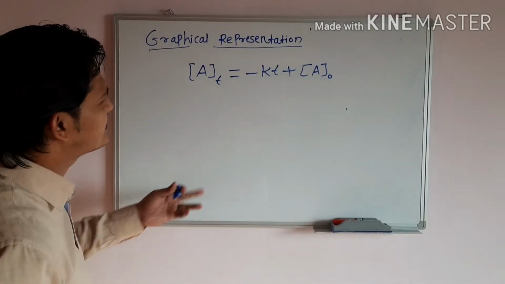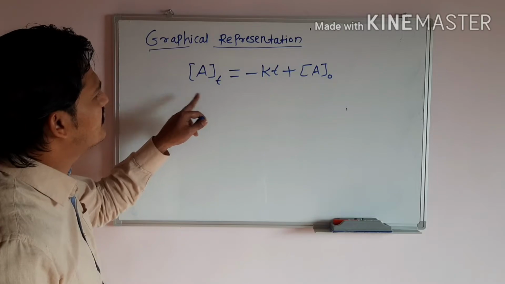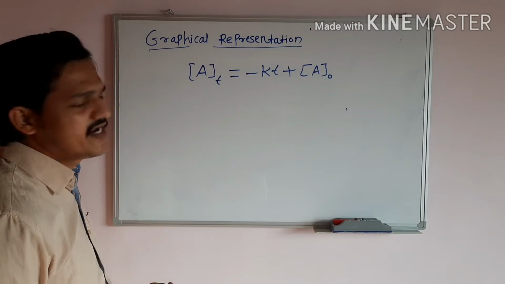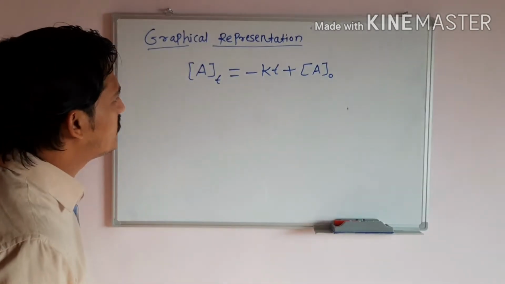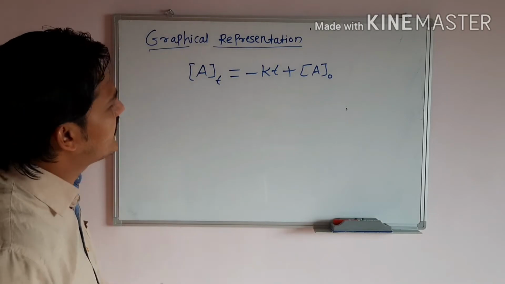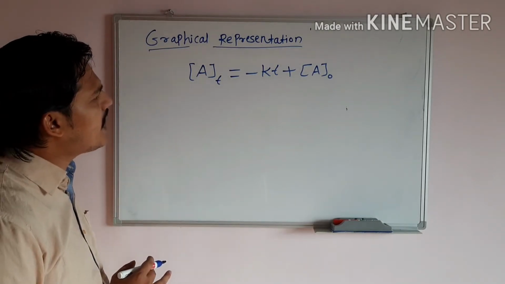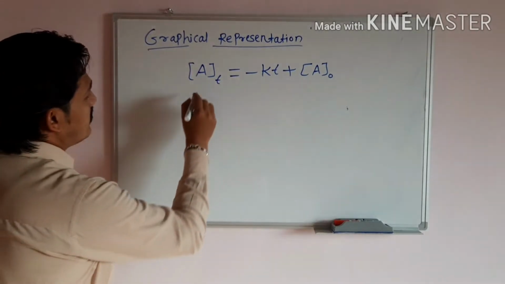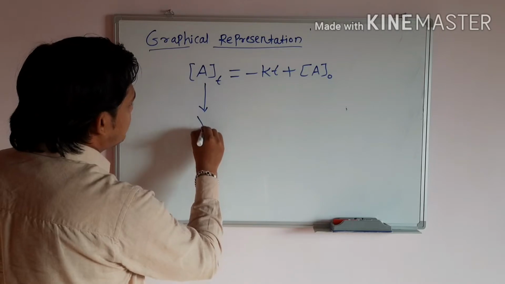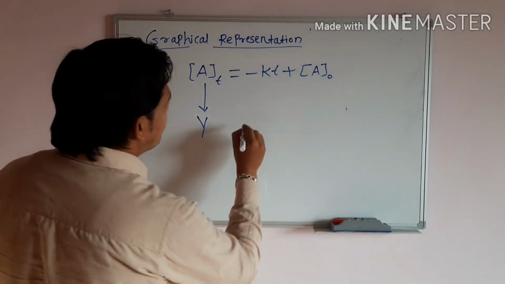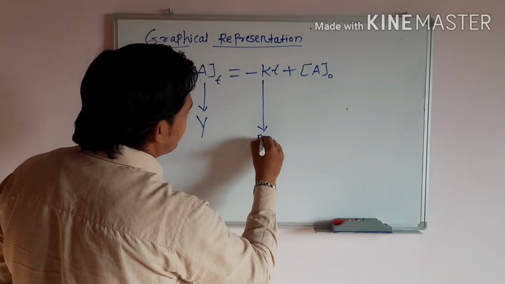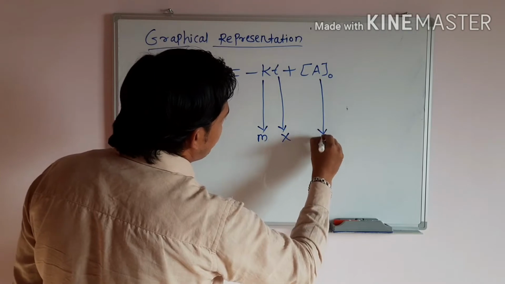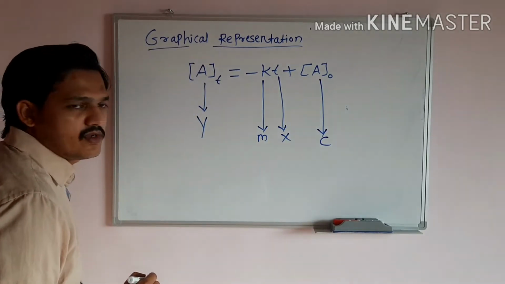After this we derived the final step: Kt is equal to A0 minus At. Therefore K is equal to A0 minus At divided by t. Now this equation suggests that the graph is also in the form y is equal to mx plus c. So let us consider here it is y. K indicates m, t indicates x, A0 indicates c.